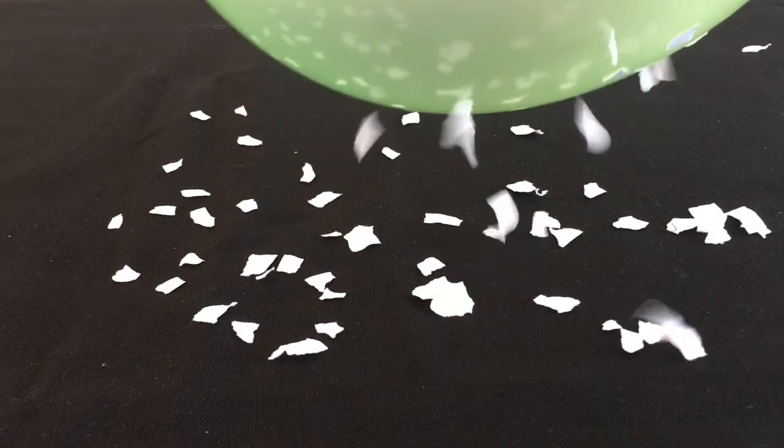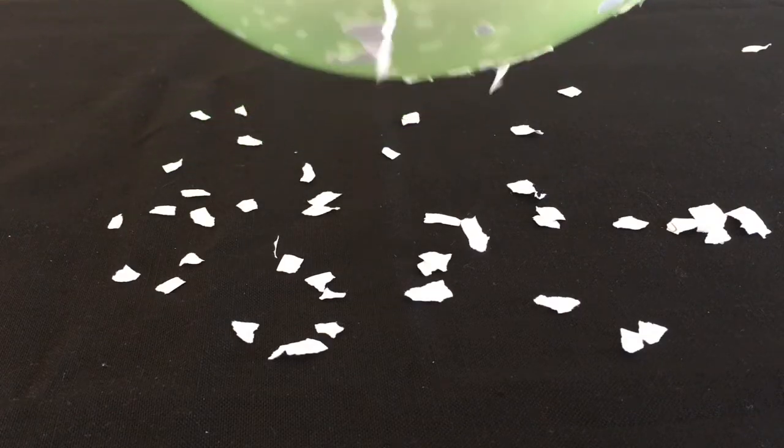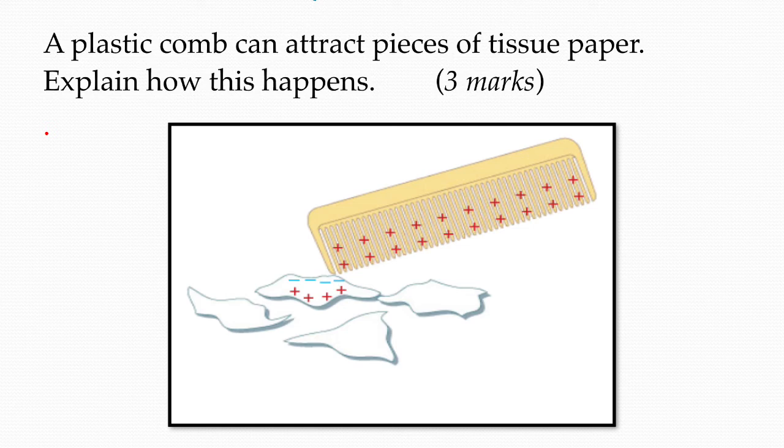Again, we've got our charged balloon here being used to pick up small bits of paper. And now I'd like you to have a go at this question. A plastic cone can attract pieces of tissue paper. Explain how this can happen. Pause the video while you answer it.